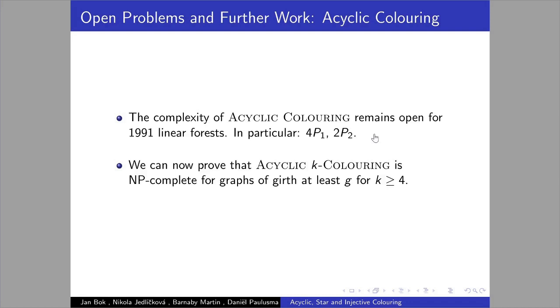So on to open problems. Well, for acyclic coloring, we have these open linear forests, and the smallest case is 4P1 and 2P2. And we think now that we can prove acyclic k-coloring is NP-complete for graphs of girth at least g for any k at least 3, as opposed to just for k equals 3 as we showed here.